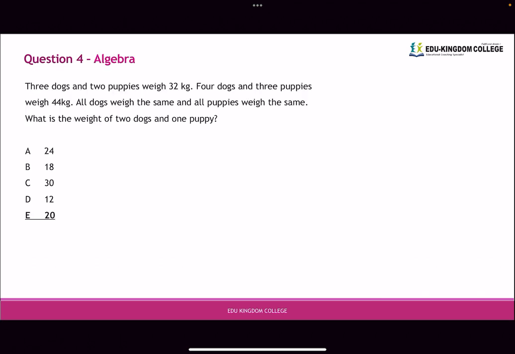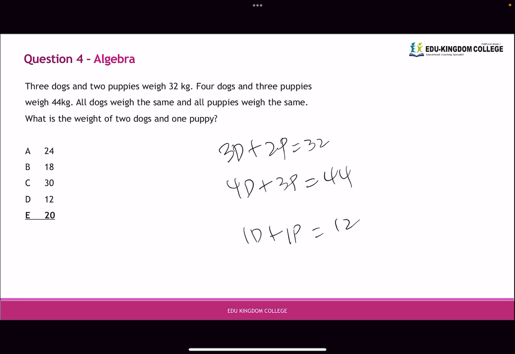Now, question 4, algebra. We have 3 dogs plus 2 puppies equals 32. 4 dogs plus 3 puppies equals 44. So 1 dog plus 1 puppy should equal 12, right? Because between these two, there's a 1 dog, 1 puppy difference, and the weight difference is 12 kilograms. So 1 dog plus 1 puppy equals 12. Let's just try and guess and check this. So let's say D equals 8, puppy equals 4. The dog weighs double. Now that adds up to 12.